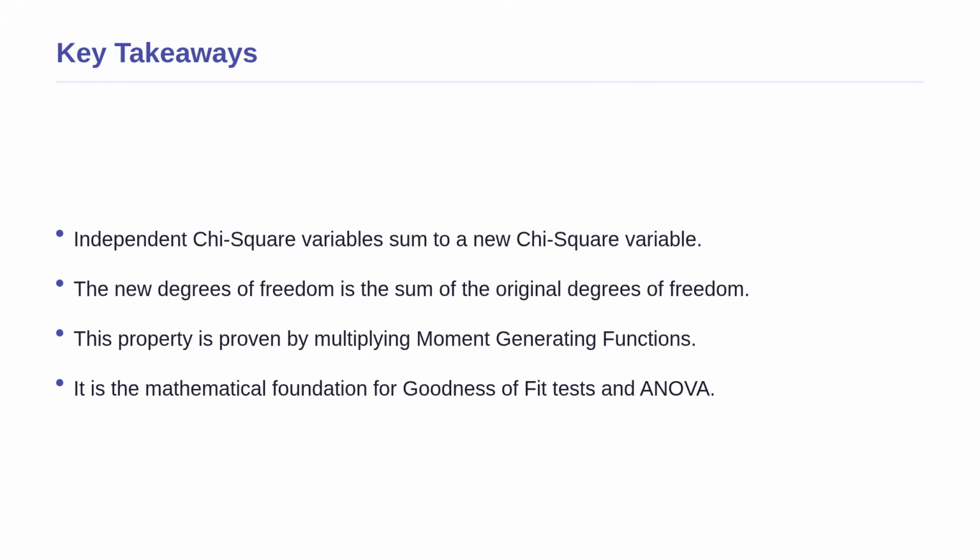We have covered a lot of ground today, so let us review our key takeaways. The additive property of the chi-square distribution is a simple but powerful rule. When you add independent chi-square variables together, the result is a new chi-square variable, whose degrees of freedom is the sum of the original degrees of freedom. We proved this mathematically by showing that their moment-generating functions multiply together perfectly. Finally, we saw how this property is the invisible glue holding applied statistics together, allowing us to evaluate complex tables of data with a single unified statistic. You now have a solid understanding of this foundational concept.